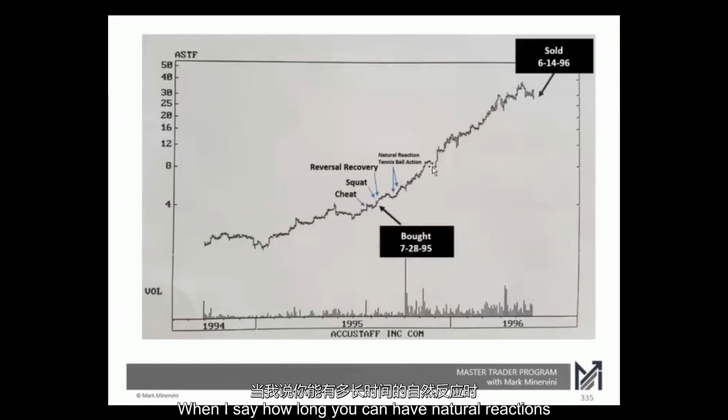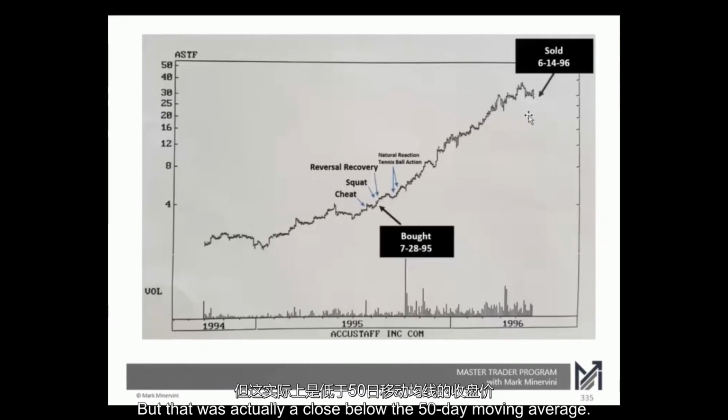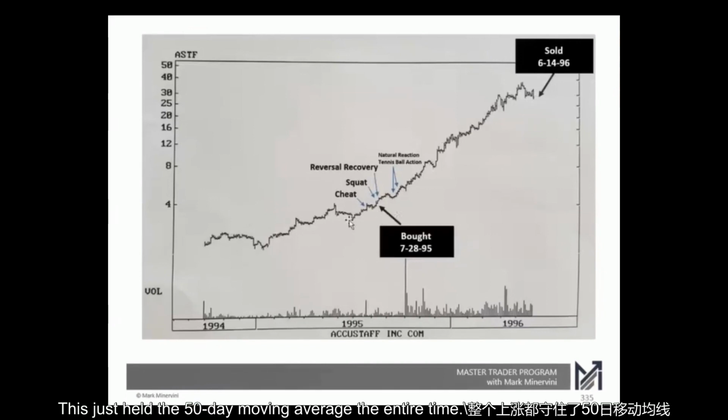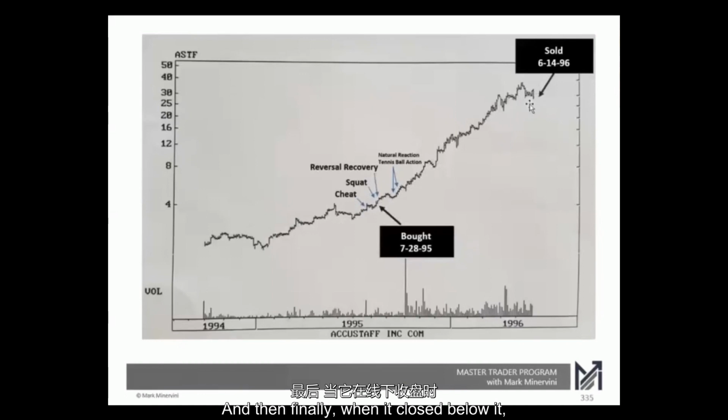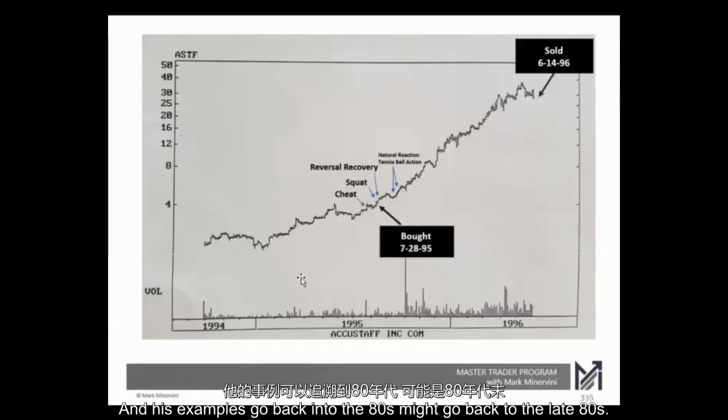I'm going to show you how long you can have natural reactions and just hold up and hold up. And right here, I actually sold right over here, on June 14th of '96. You can't see it here because I don't have a moving average in here, but that was actually a close below the 50-day moving average. This just held the 50-day moving average the entire time. And then finally, when it closed below it, that's where I sold it. So again, this goes all the way back. I've been doing this, and Dave's been doing it much longer than me, and his examples go back into the 80s.